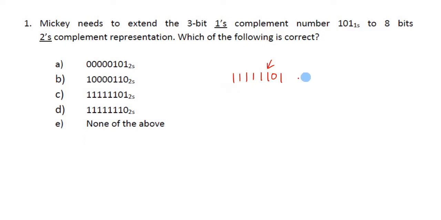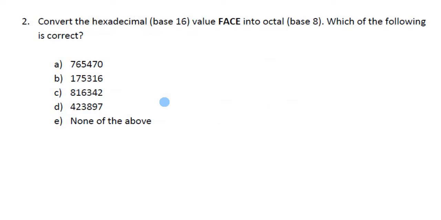So this is the ones complement 8-bit representation, and to make it a 2's complement, I add a 1. So I get 0, 1, 1, 1, and 1. The answer is given here in part D. All I need to do is a sign extension followed by adding 1 to get the answer. For question 2, we are given a base 16 hexadecimal value and I want to convert to base 8.